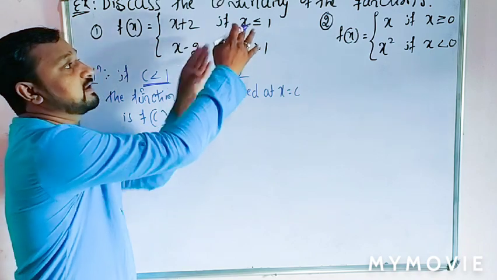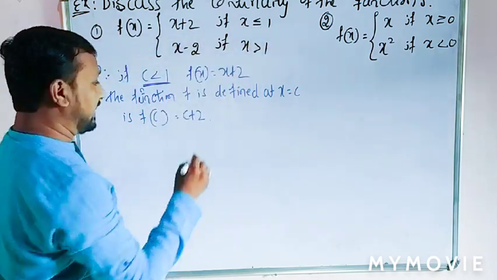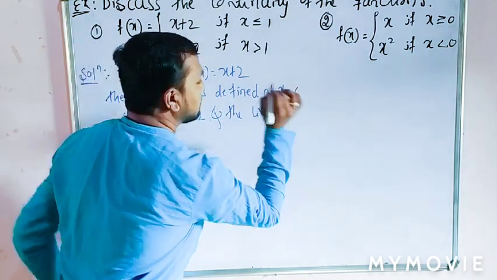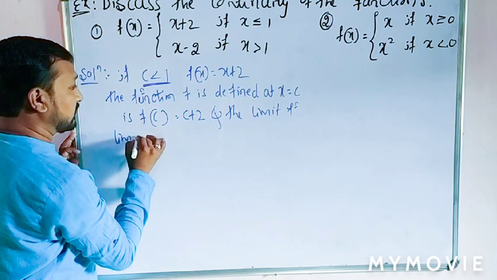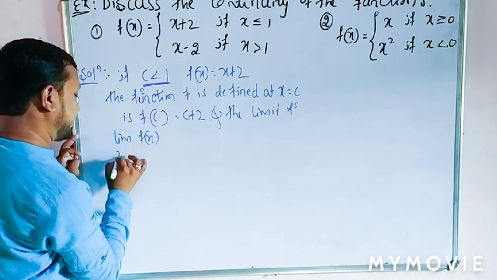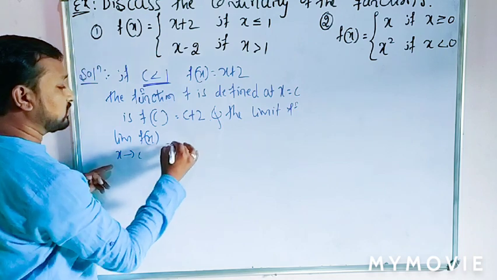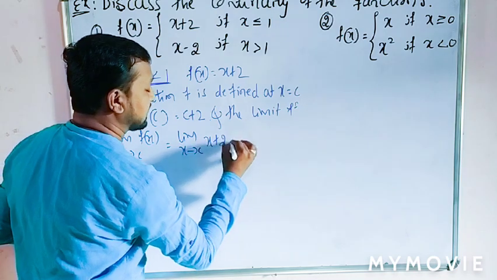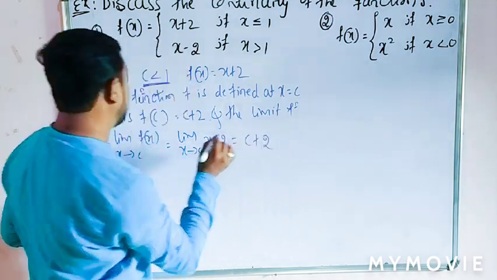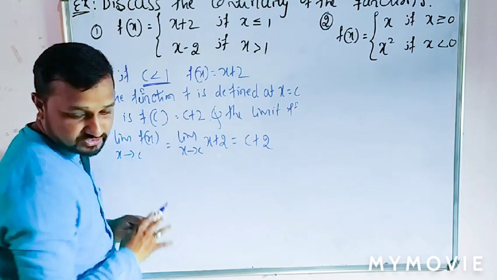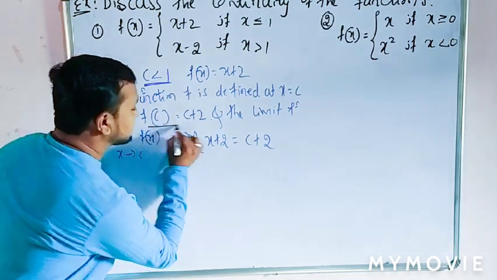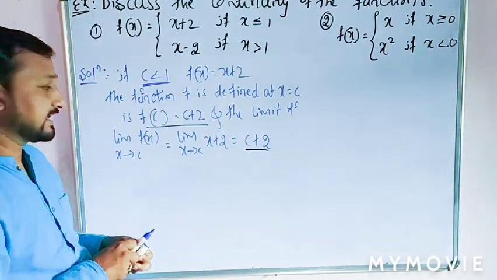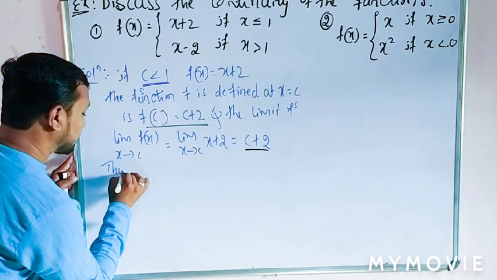The domain point is always less than 1, not equal to 1. And the limit: the limit of f of x as x tends to C is equal to the limit as x tends to C of x plus 2, that is equal to C plus 2. Here, f of C is C plus 2, and the limit is also C plus 2.